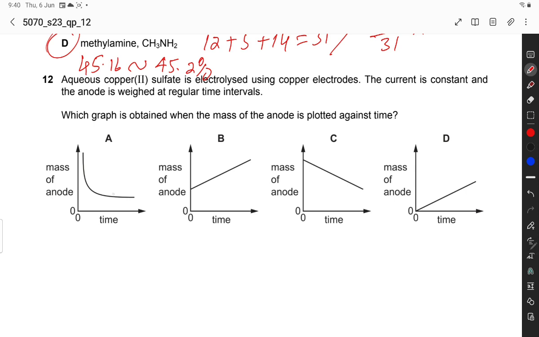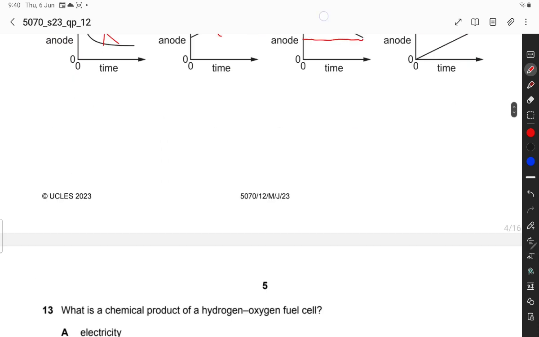So this is incorrect. Mass of anode is not decreased like this. This is mass of anode is not increased, so it is also incorrect. So this is mass of anode decreased like this, so C option is correct. When we start the experiment, mass of anode is like this, and when the experiment is completely finished, then the mass of anode is decreased like this. So this is the correct option. This is also incorrect, because in this way with the time mass of anode is increased, so this is also incorrect.